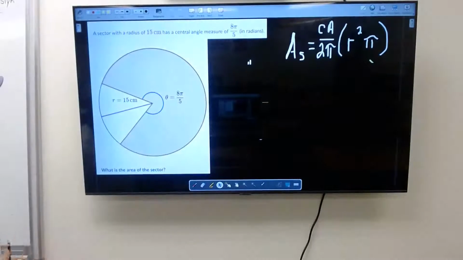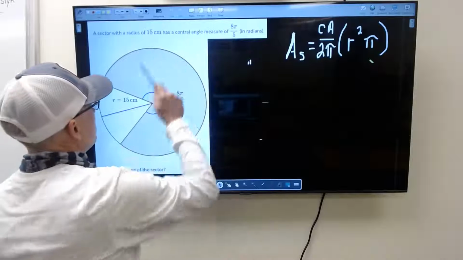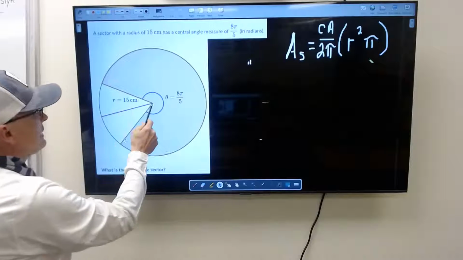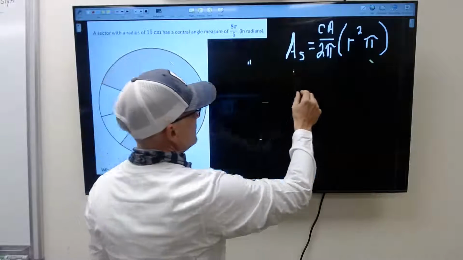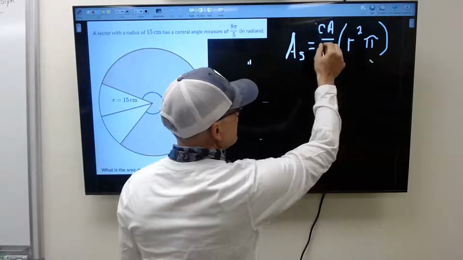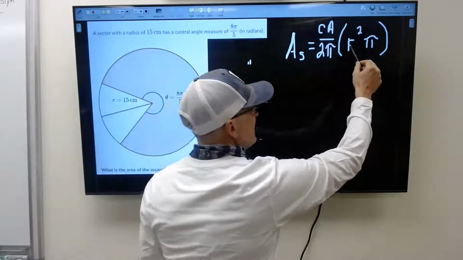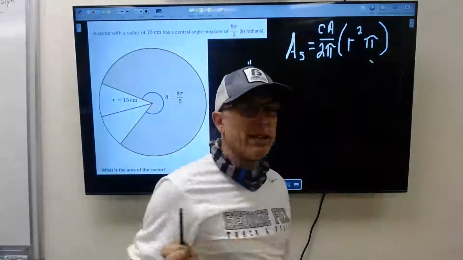Now, we've got 2 more of these to go, and then we'll be done with that. A sector with a radius of 15 centimeters. Central angle, 8 pi over 5. Central angle over 2 pi, radius squared pi. We take the fraction of the area equation. Simple. Talk your way through it.